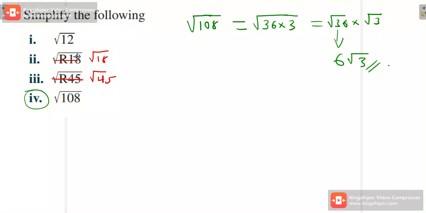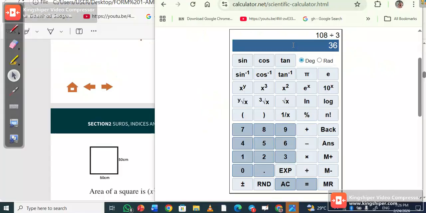Now I will also solve the second one for you. Then I'll leave the 2 for you as your trials. So let's take root of 18. We are going to apply the same concept here. Let's go to 18.